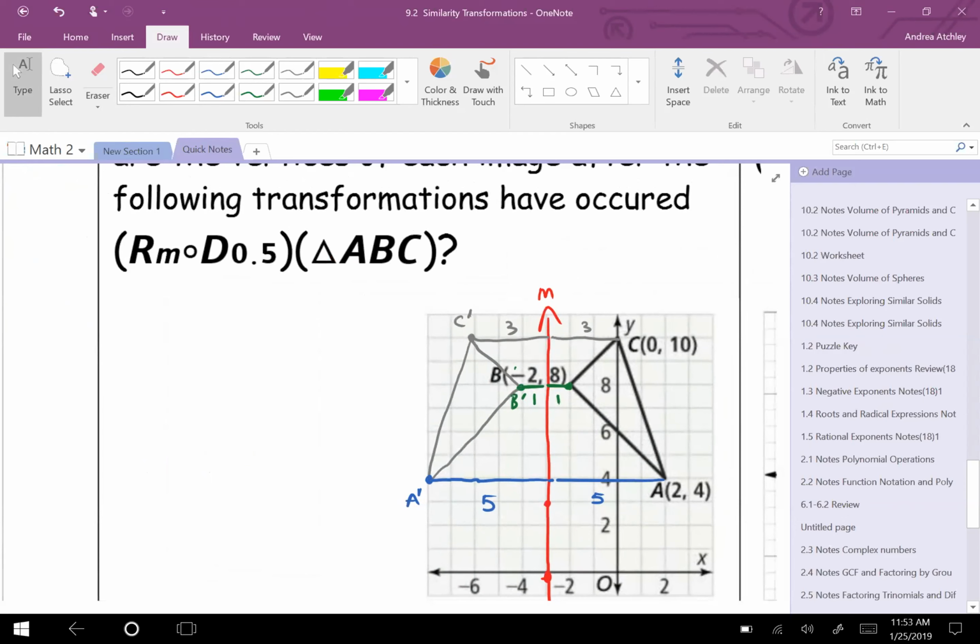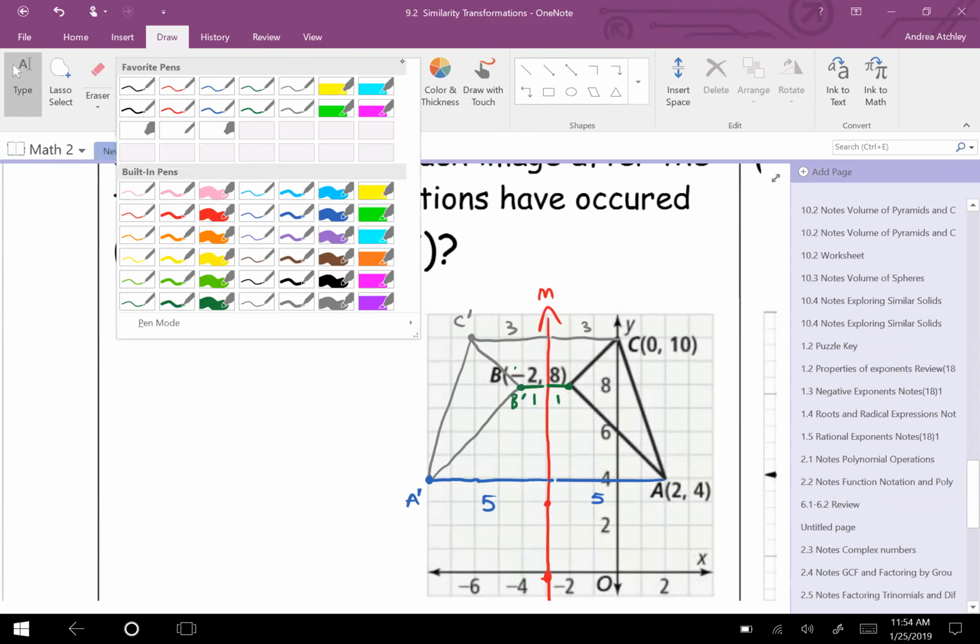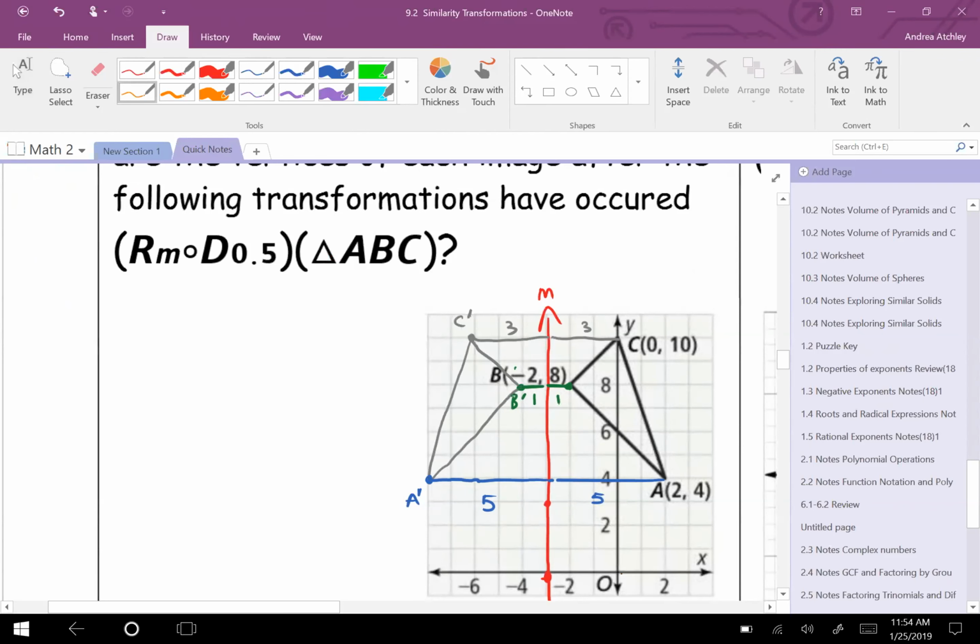What does a dilation of 0.5 mean? I'm going to make it smaller. Make it 0.5, which is like half as big, right? Okay, so let's make it half as big. It's from the origin, right? So I want the distance from the origin to be half as big. Let's measure the distance from the origin. So here's my origin. That's 0, 0.